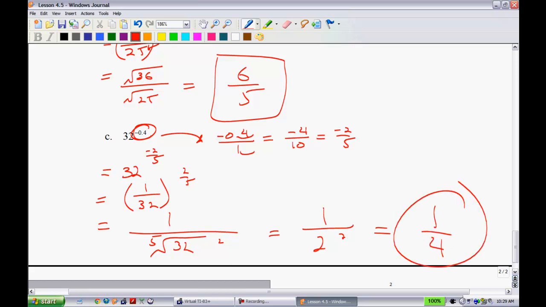Okay, so to reiterate what we learned here, make sure that you understand whenever you have something raised to a negative exponent that you take the reciprocal right away and then use the skills that we developed in lesson 4.4. That concludes this lesson.